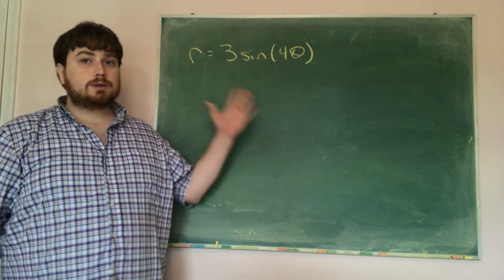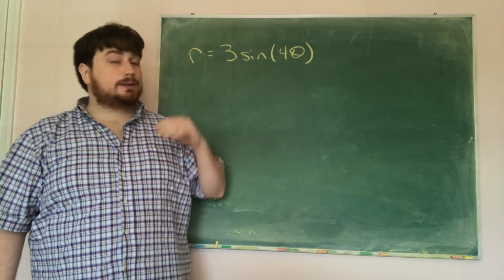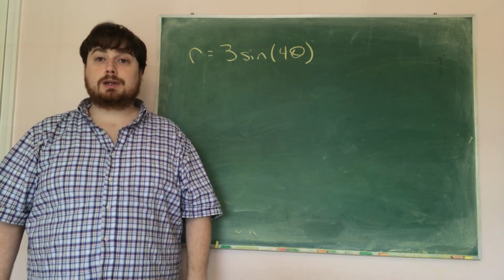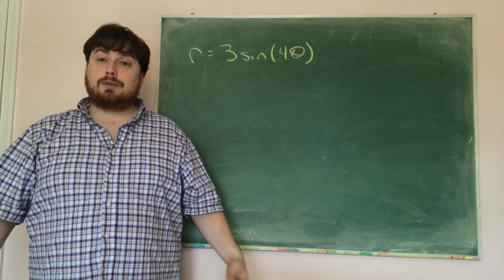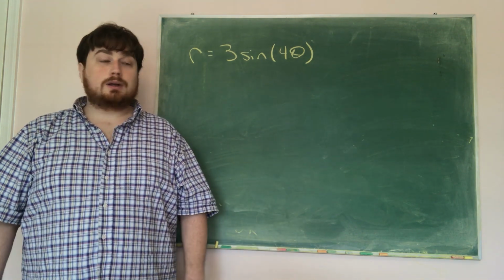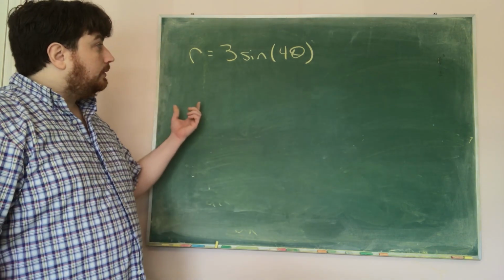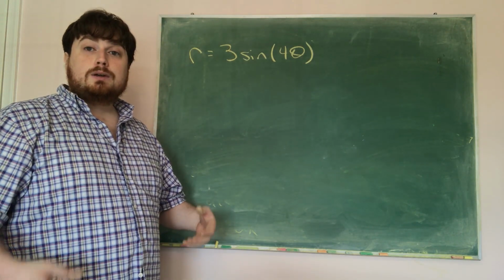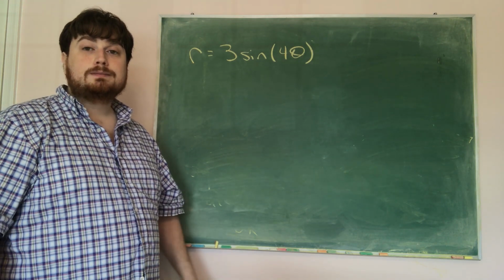And so what we're going to do is look at the curve r equals 3 sine of 4 theta, and we're going to find the slope of the tangent line for a given theta. That is, we'll find the derivative dy/dx with respect to theta, and then, based on this polar curve, we'll find the area enclosed by the curve.